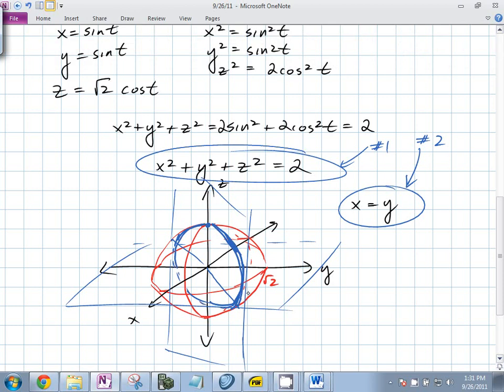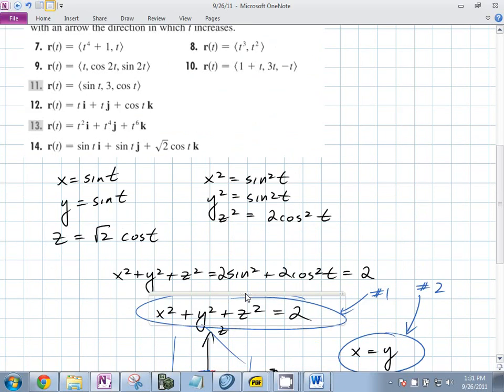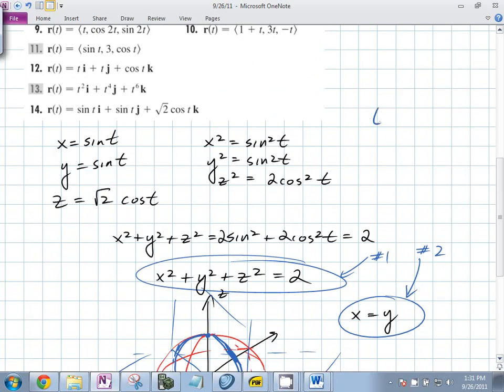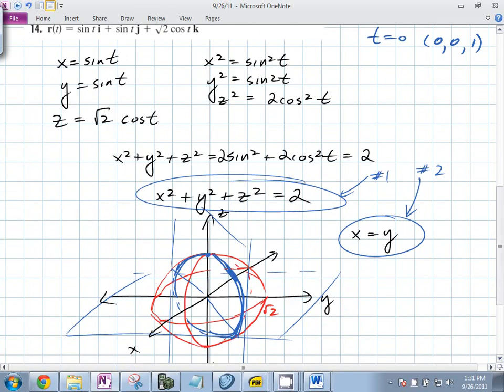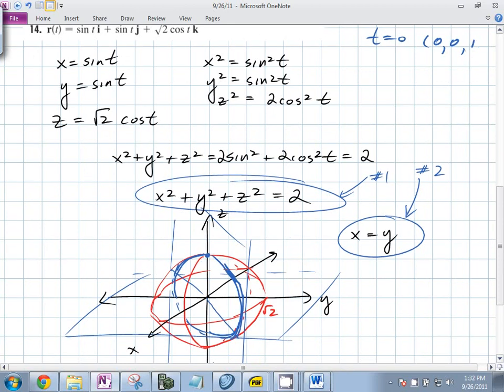So plot some points, essentially. How about time equals 0? What's sine of 0? 0. Oh, sorry, sorry. What's sine of 0? So 0, 0, 1. So at time equals 0, it's right here. 0, 0, root 2, thank you. I keep going back to unit circle land in my head. 0, 0, root 2, so that's right there.